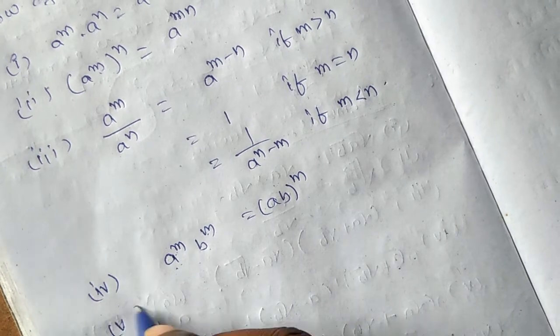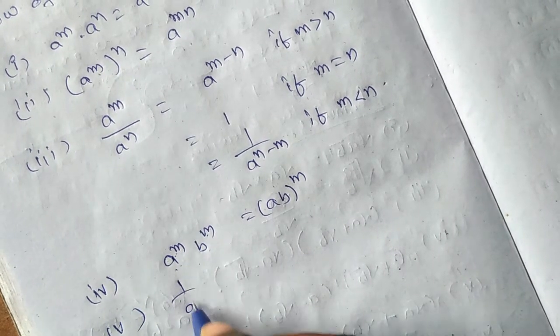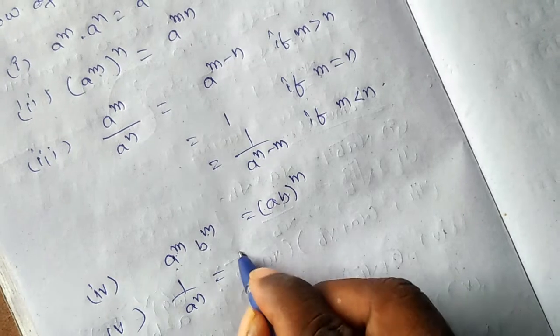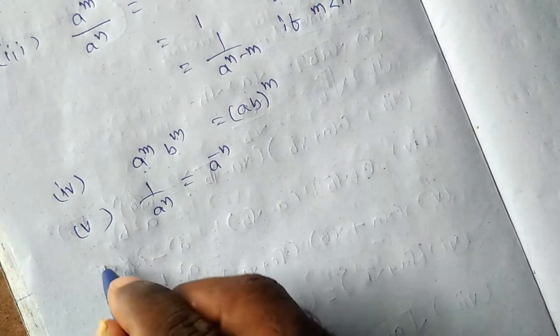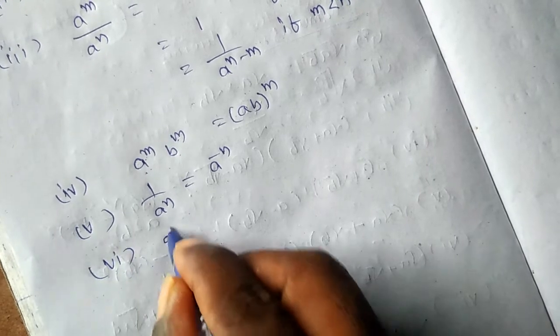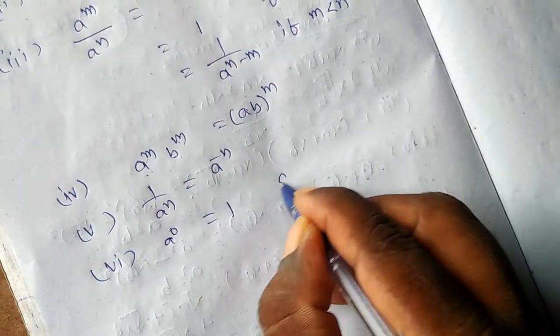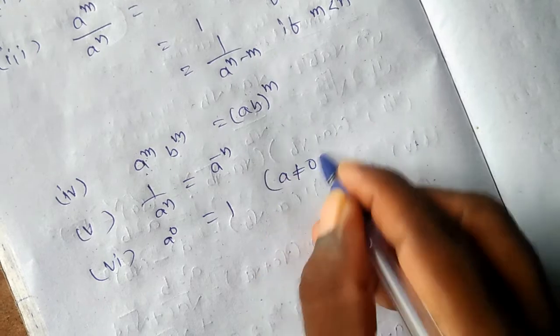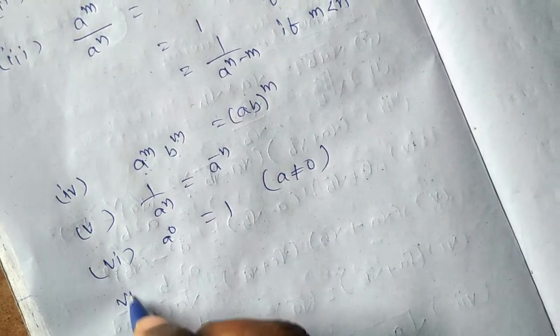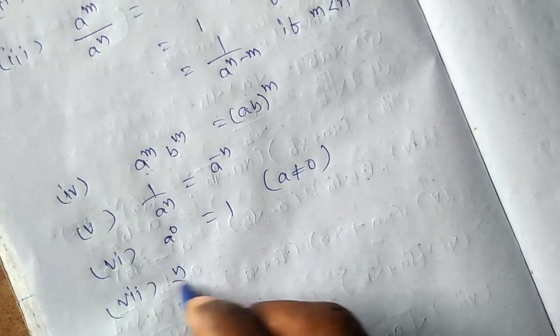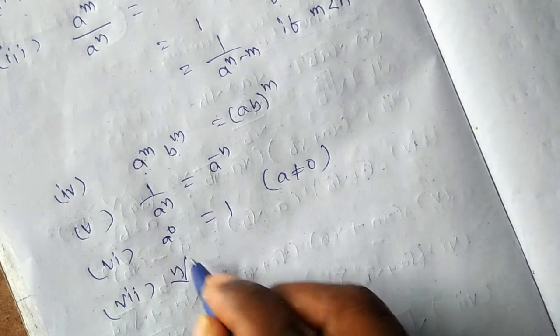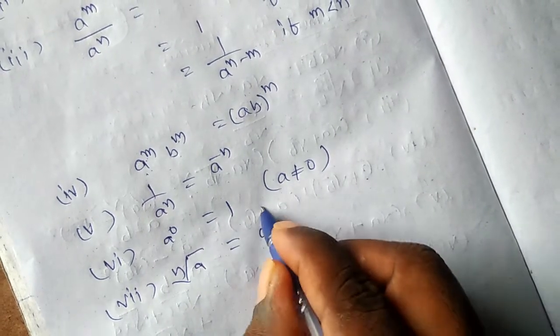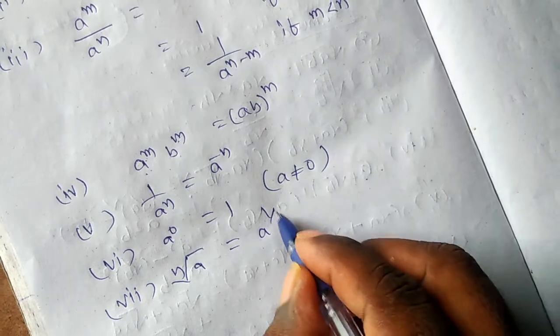Fifth one, 1 by a to the power of n is equal to a to the power of minus n. Next, sixth one, a to the power of 0 is equal to 1, a not equal to 0. Seventh one, nth root of a is equal to a to the power of 1 by n.